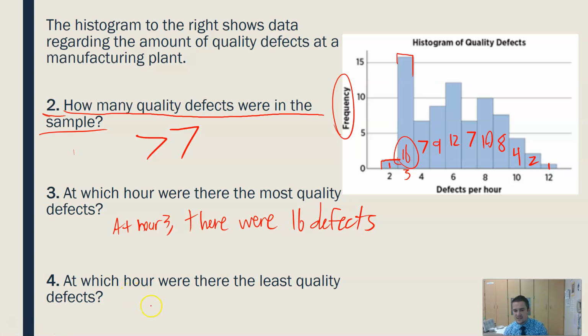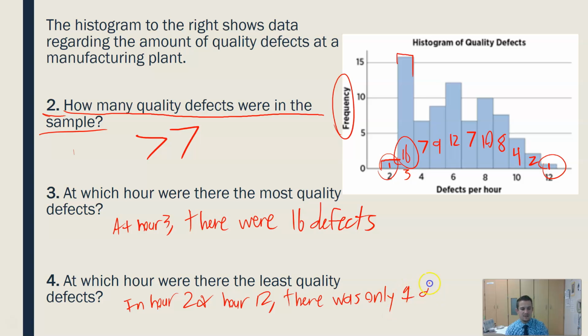And then part 4 says at which hour were there the least quality defects. So it looks to be either one of these, right? Either in the 2nd or 12th hour, at the very beginning or very end of the day. In hour 2 and hour 12, there was only 1 quality defect found.